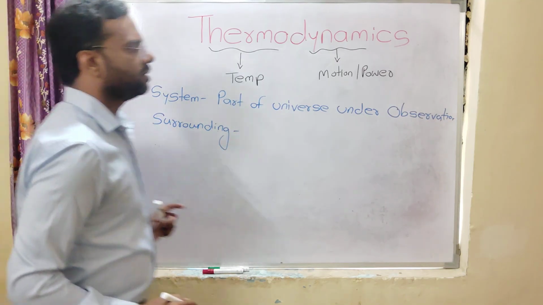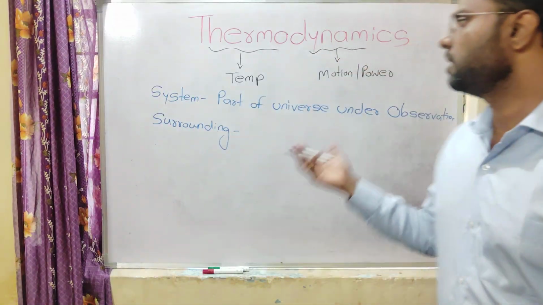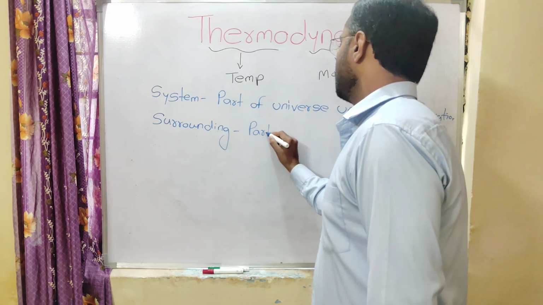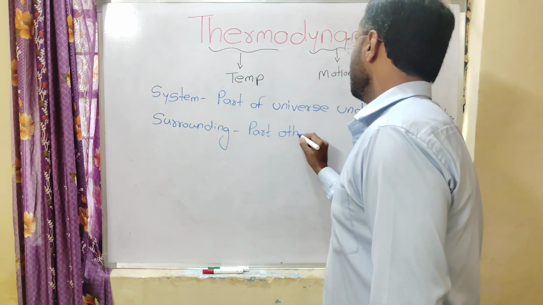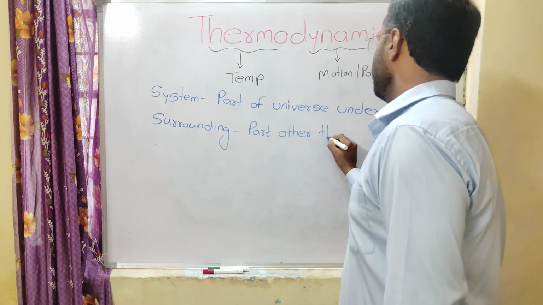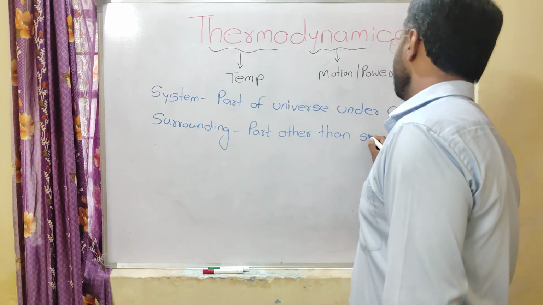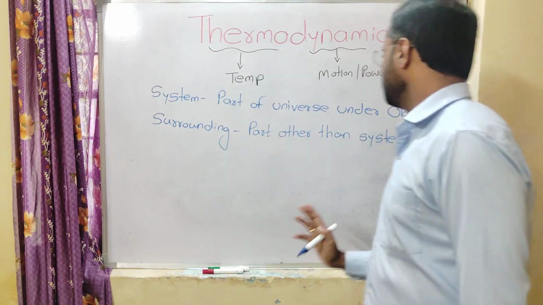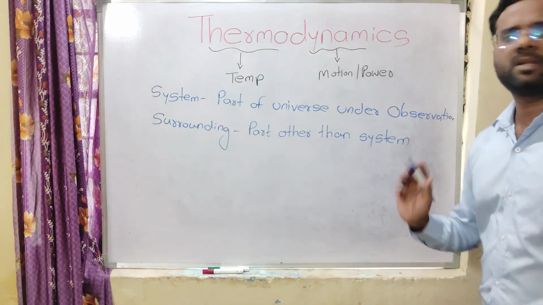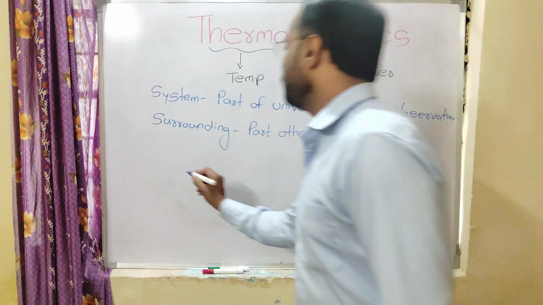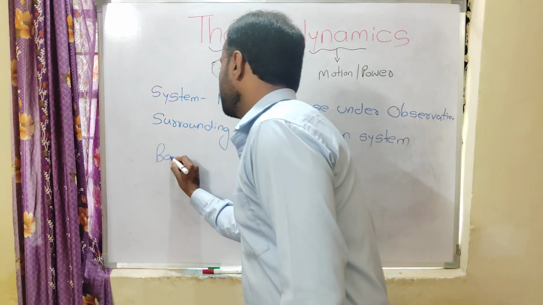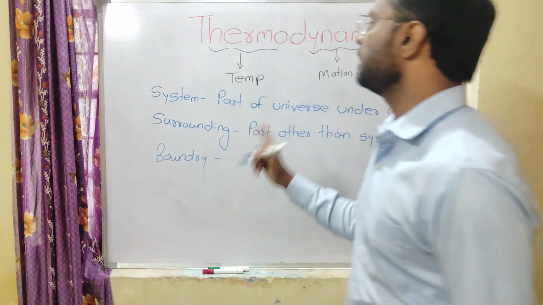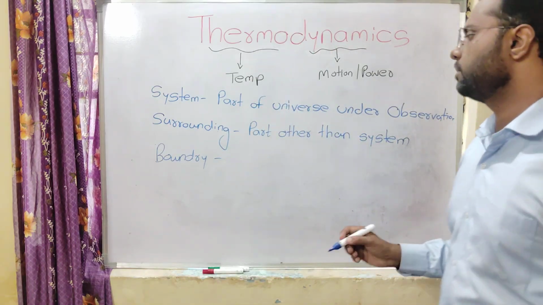Surrounding is part other than system. All the other part other than system is called surrounding. Okay. And one more important part, that is boundary. So the part which separates system and surrounding is called boundary.